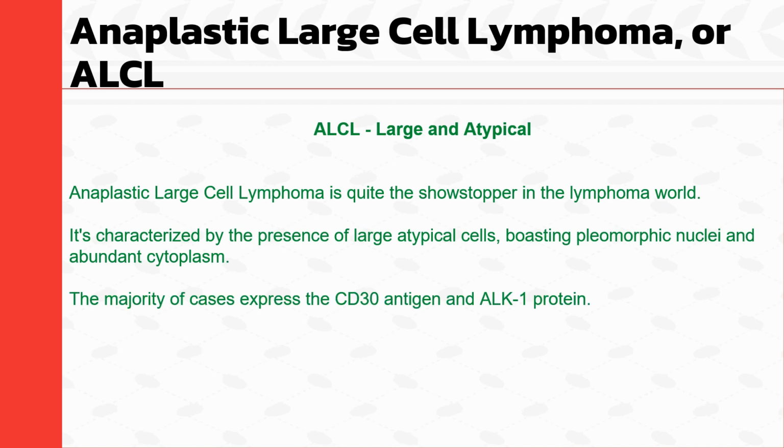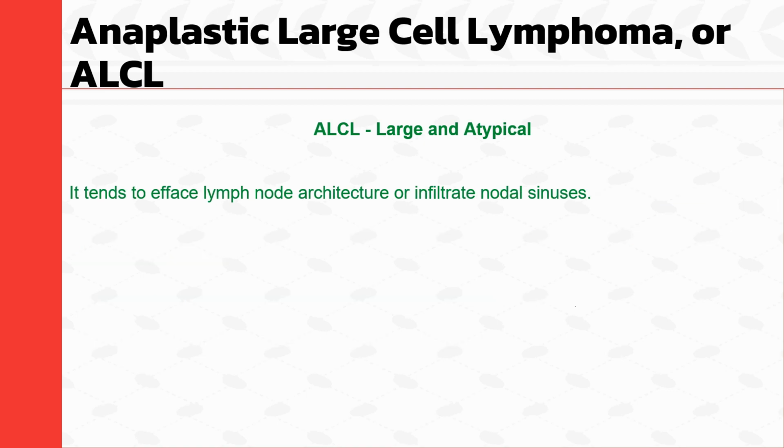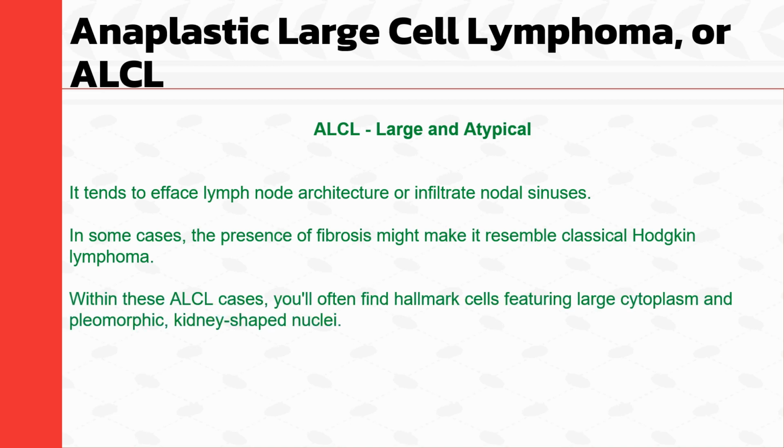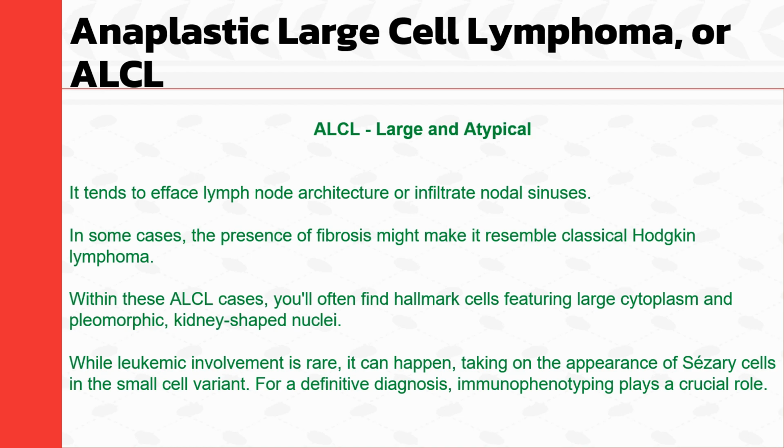The majority of cases express the CD30 antigen and ALK1 protein. This lymphoma can take on various morphological forms. It tends to efface lymph node architecture or infiltrate nodal sinuses. In some cases, the presence of fibrosis might make it resemble classical Hodgkin lymphoma. Within these ALCL cases, you'll often find hallmark cells featuring large cytoplasm and pleomorphic, kidney-shaped nuclei. While leukemic involvement is rare, it can happen, taking on the appearance of Sézary cells in the small cell variant.